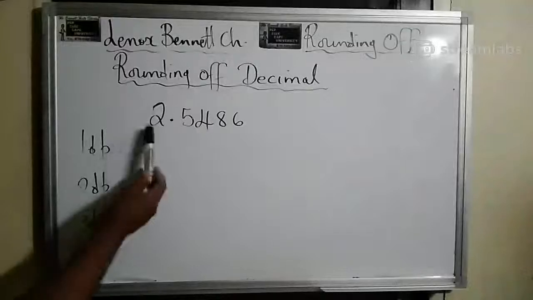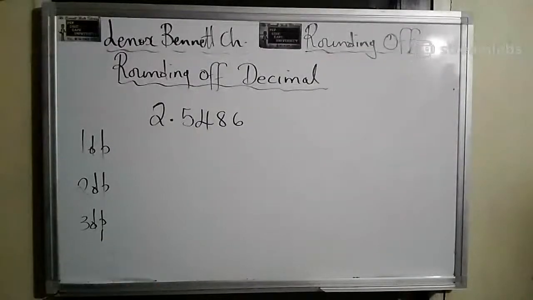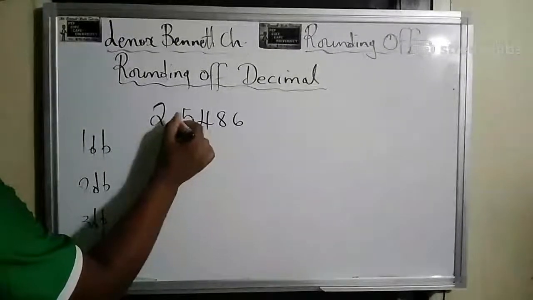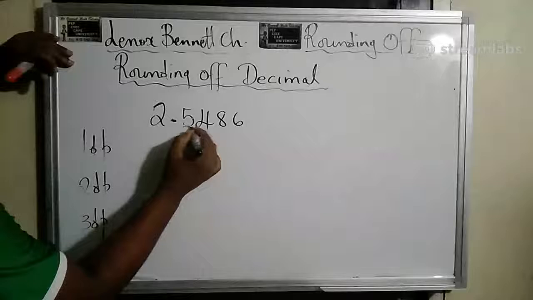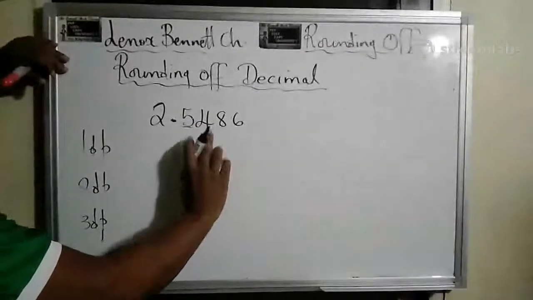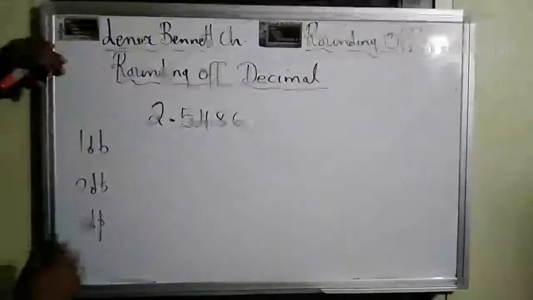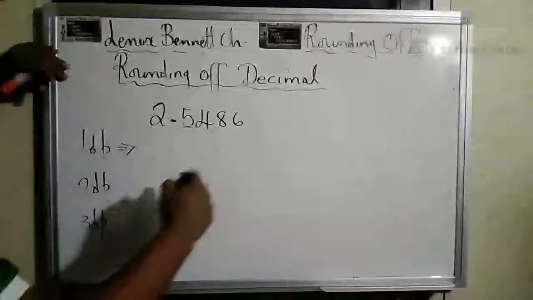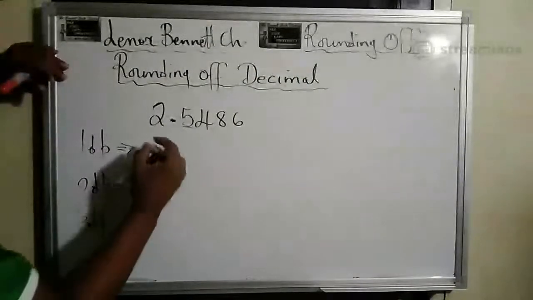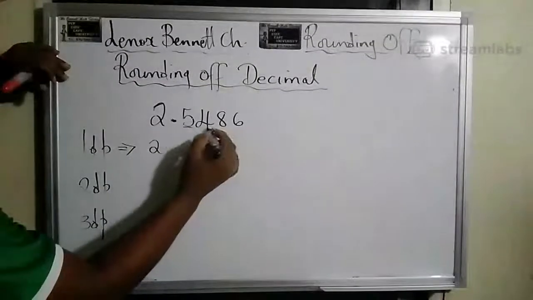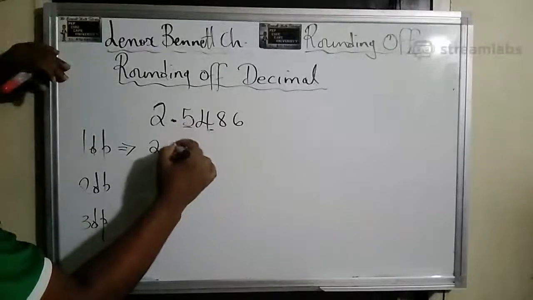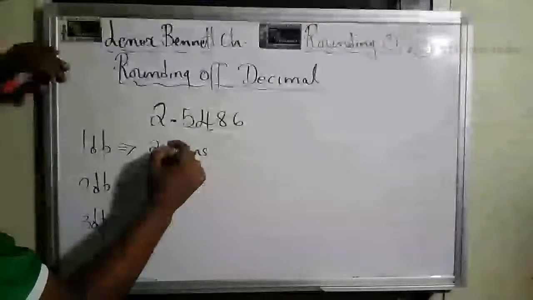Alright, so 1 decimal place, right? It means that only one number must come after the decimal point. So this is our decimal point, and it needs only one number. The rule states, go to its immediate right, which is 4. If it's 5 and up, we round up. If it's less, we simply dash it away. So we dash away the 4 because it's less than 5, so 2.5 is the answer to 1 decimal place.